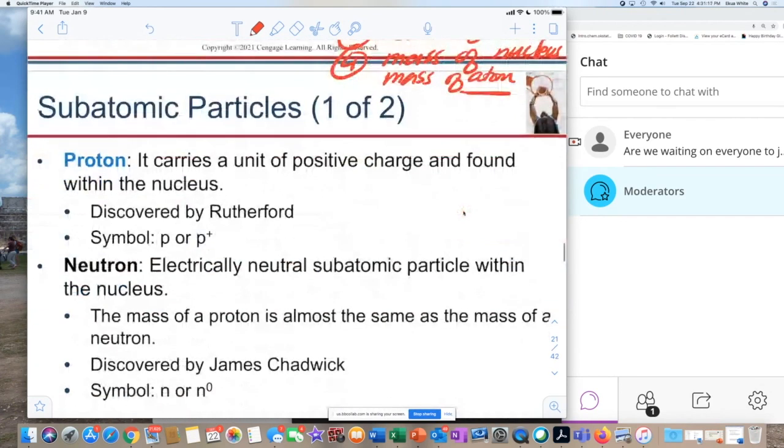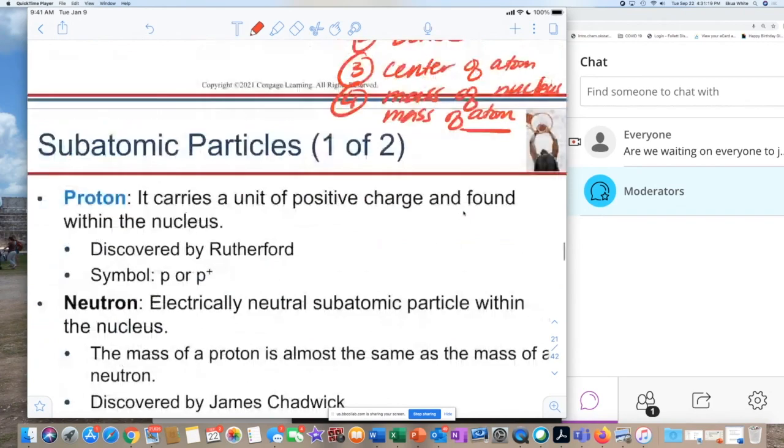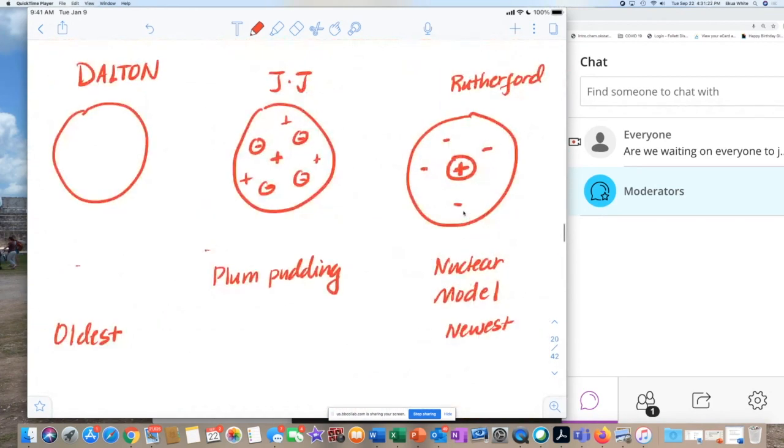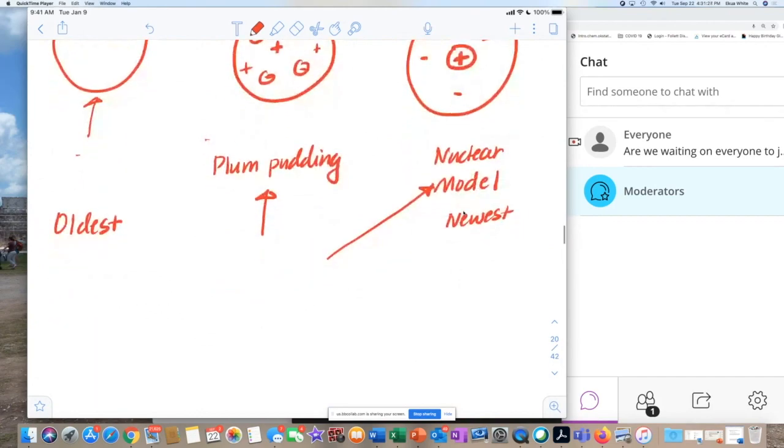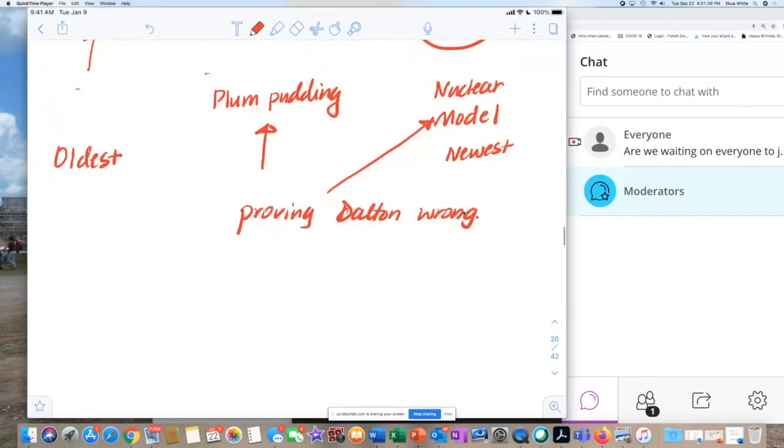Okay? So by showing you all of this, weren't we trying to tell Dalton what he hadn't done well? So going back to the picture, remember Dalton said there was nothing inside? This experiment and this experiment are proving Dalton wrong. How? By saying there are subatomic particles. And what are these?